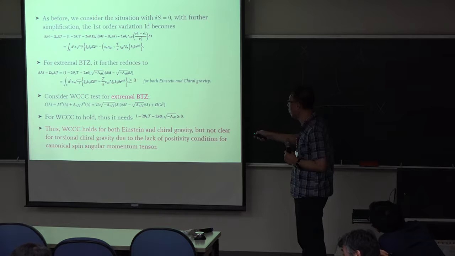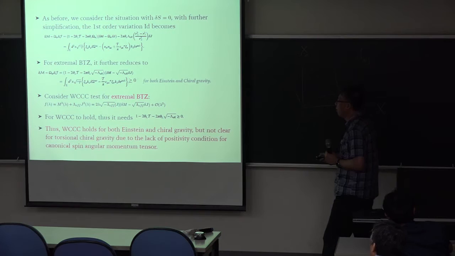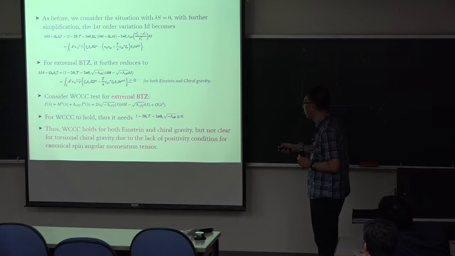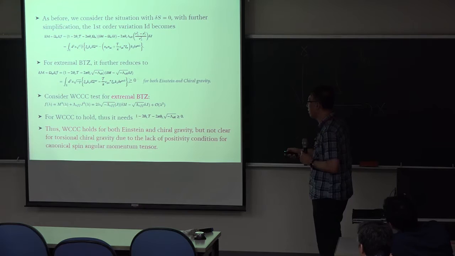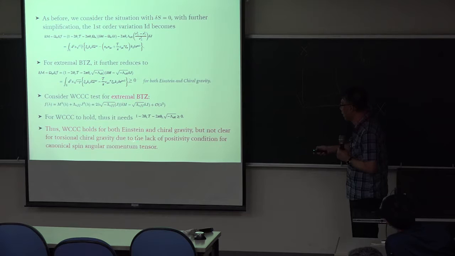Then we can consider cosmic censorship by also checking this condition for weak cosmic censorship. We see that if weak cosmic censorship needs to hold, then we need to require this. Because this term is proportional to this term and it needs to be positive, we also need to require this to be positive. So if we don't care about this term, there is a possibility that some torsion will violate cosmic censorship. But for Einstein gravity and chiral gravity this is not possible, because then you can show that it's always positive.